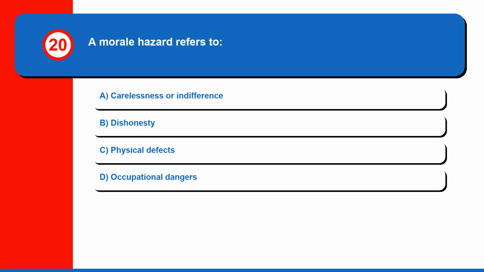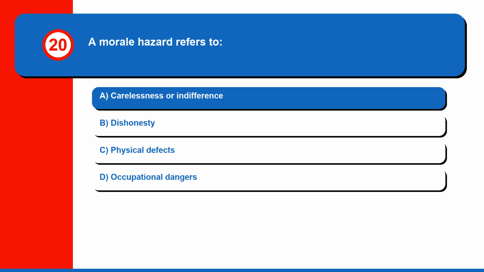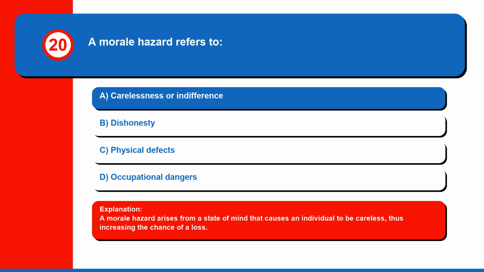Question 20. A morale hazard refers to A. Carelessness or indifference, B. Dishonesty, C. Physical defects, or D. Occupational dangers. The correct answer is A. Carelessness or indifference. A morale hazard arises from a state of mind that causes an individual to be careless, thus increasing the chance of a loss.